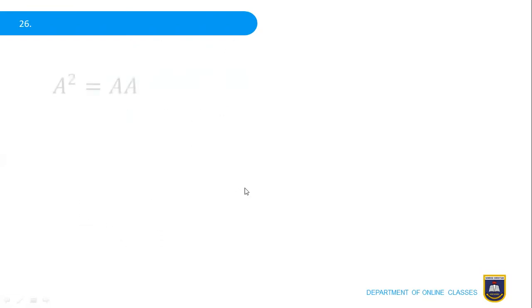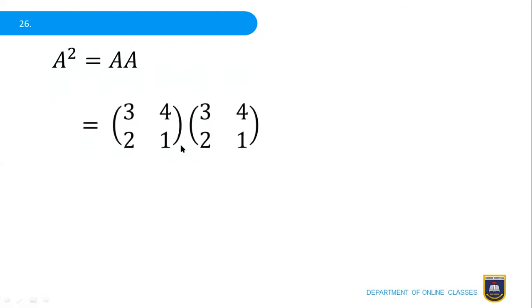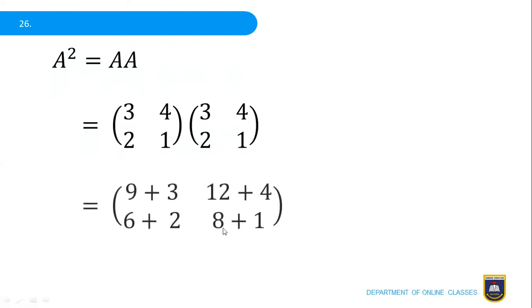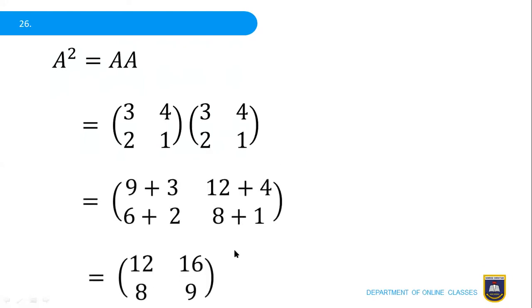The next one will be A squared, and we know that A squared is the same as A times A. So A times A, which means the matrix A will multiply itself. So we have 3, 4, 2, 1, 3, 4, 2, 1. And if you solve everything, this will also give you 12, 16, and then 8, 9. Did you all get that?